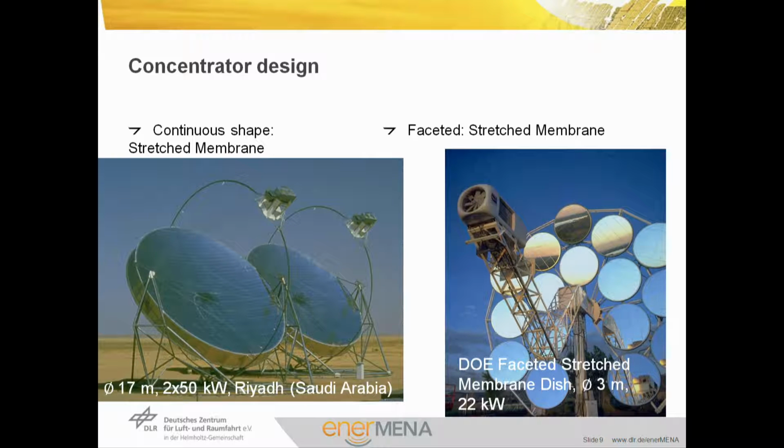As already mentioned, we have different concentrator designs. There are concentrators with a continuous shape, and there are many designs using facets to achieve a parabolic surface. On the left side, you can see an example for a concentrator with a continuous shape made of a stretched membrane. And on the right side, you can see a faceted concentrator using the same stretched membrane technology.